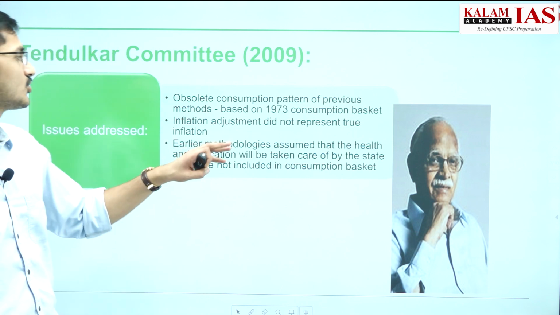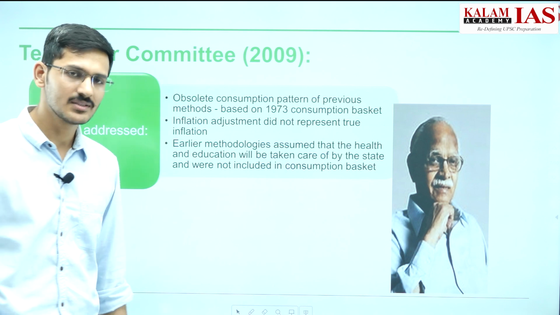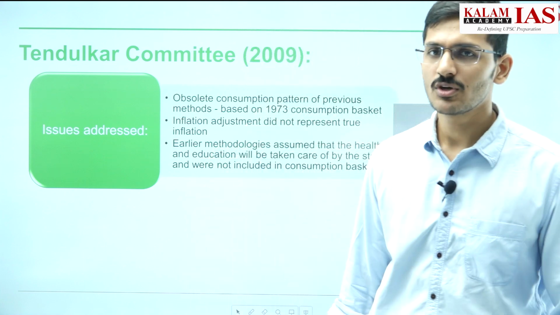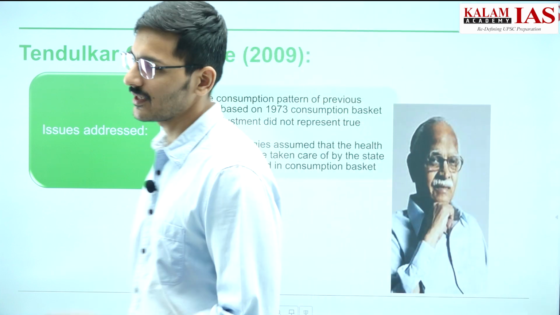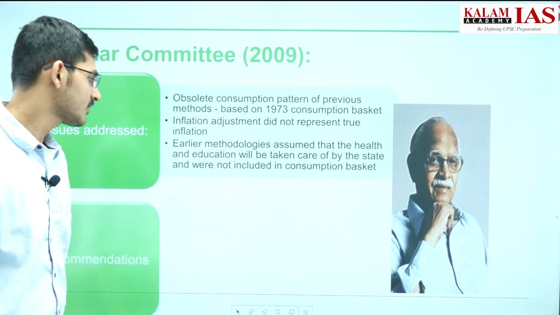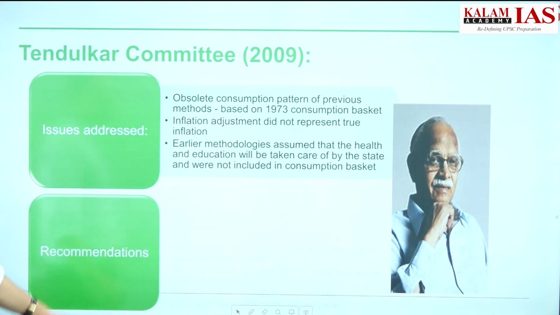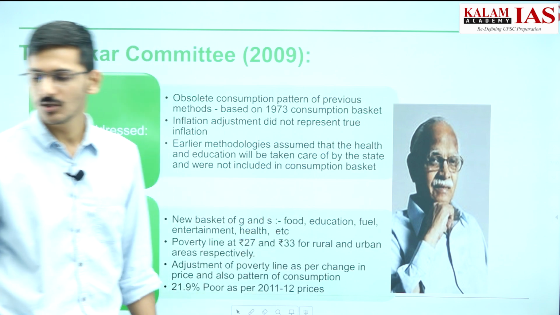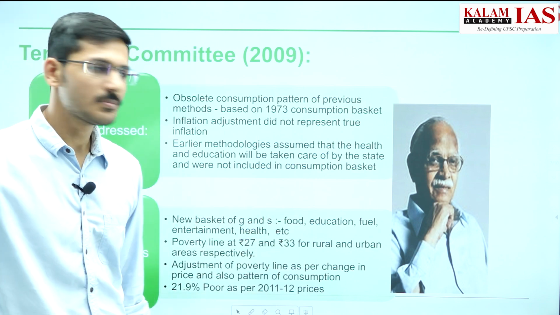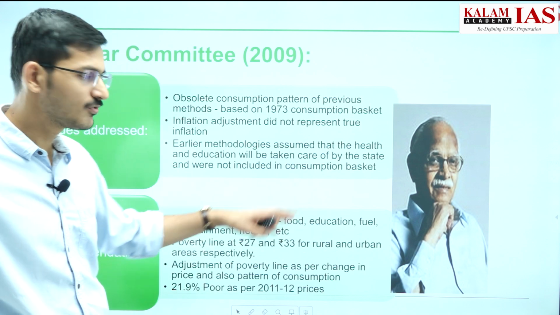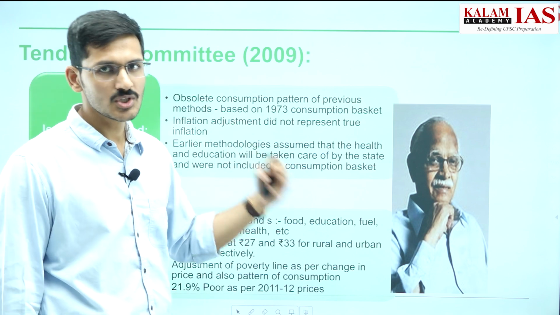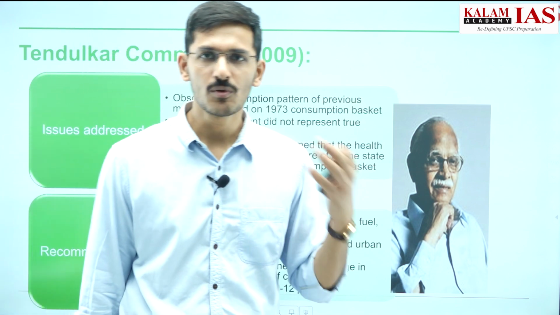And the earlier method assumed that health and education would be taken care of by the state. The earlier methods talked about only calories. They did not talk about health and education, which are important aspects of removing poverty in any country. So these issues were there with the earlier committees. The recommendations given by the Tendulkar committee: first, they gave a new basket of goods and services. They did not just talk about calories. They talked about various things like food, education, fuel, entertainment, health. Everything should be included in the consumption basket of the people to estimate poverty.